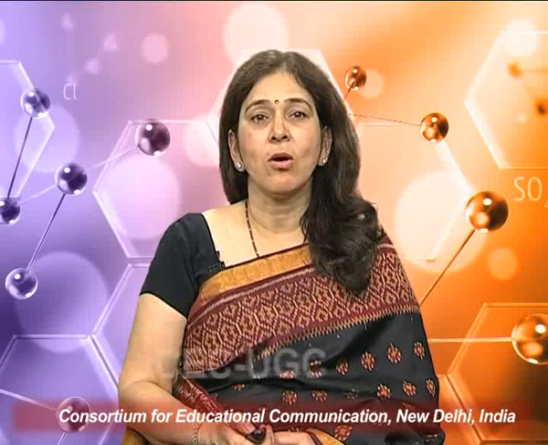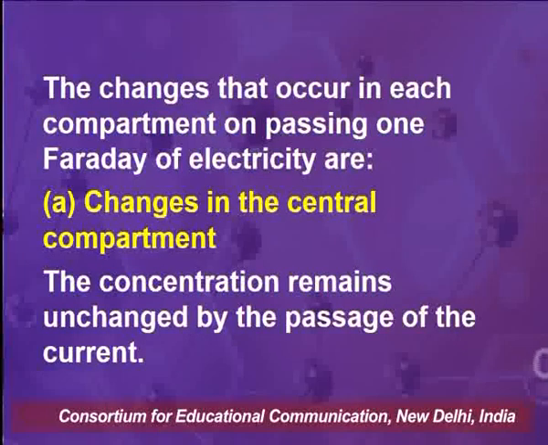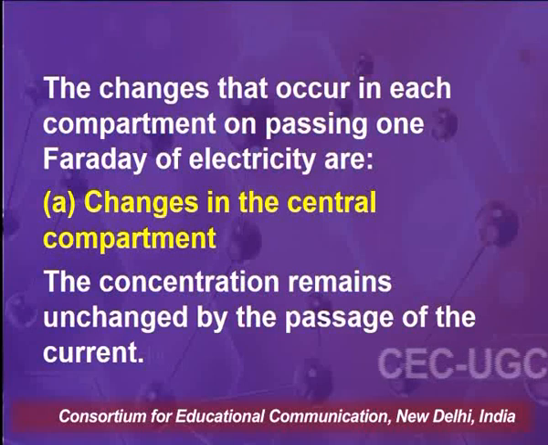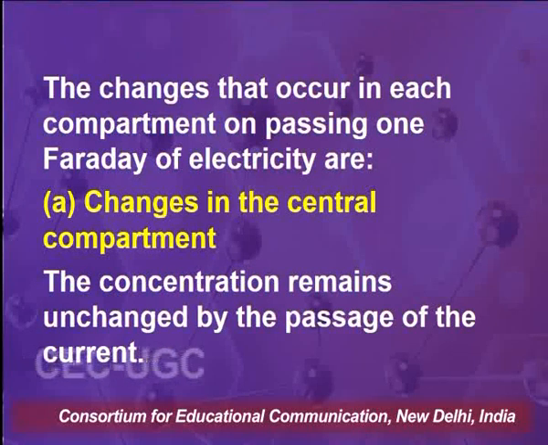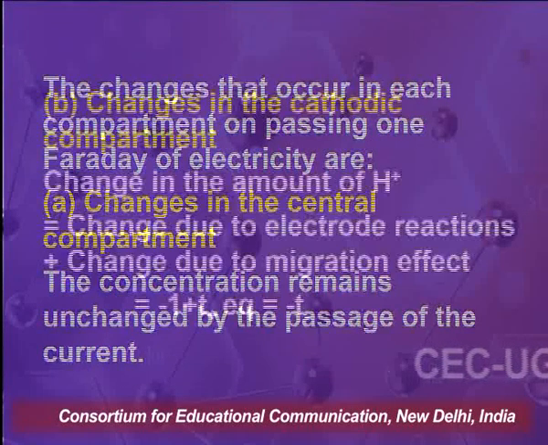If we consider the electrolysis of hydrochloric acid solution, consider the electrolytic cell shown in the figure divided into 3 compartments, namely the cathodic, anodic and the central compartment. The changes that occur in each compartment on passing 1 Faraday of electricity are: A. The changes in the central compartment. The concentration remains unchanged by the passage of current in the central compartment.